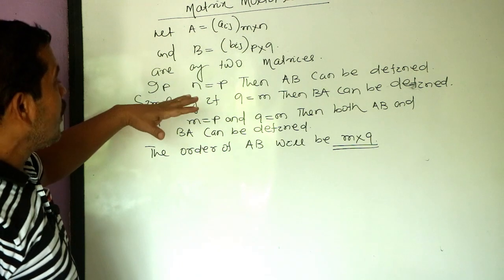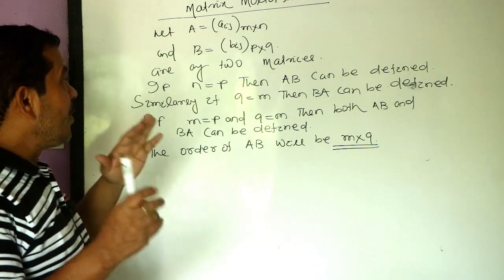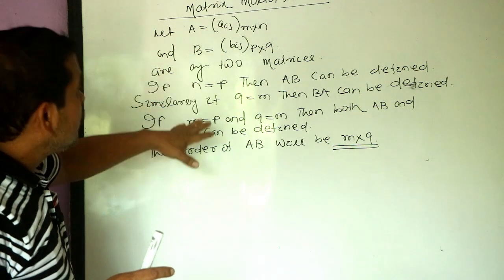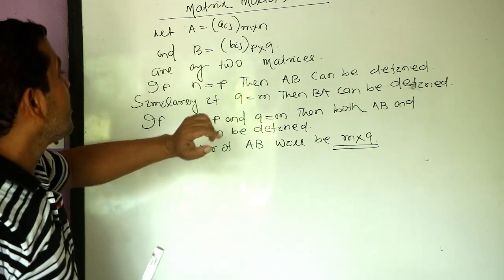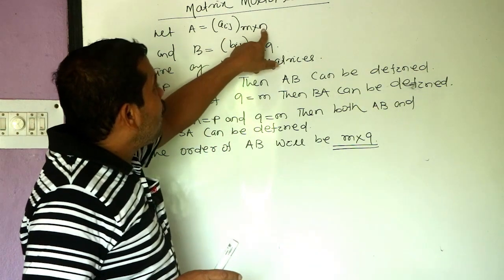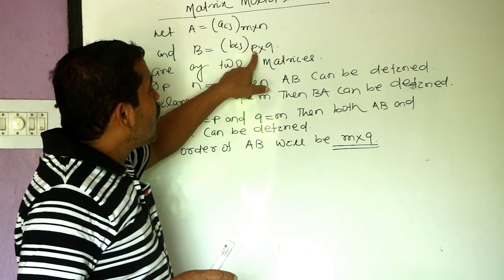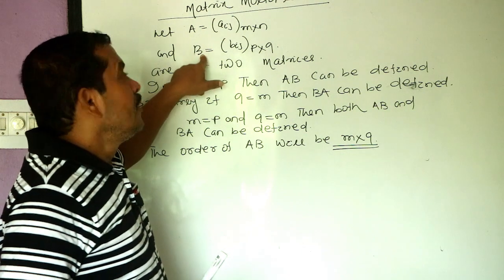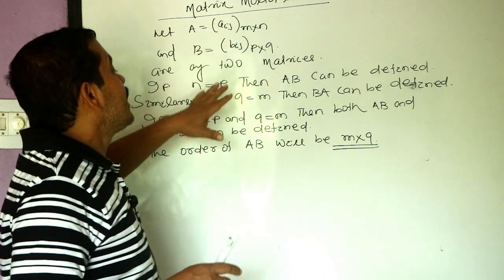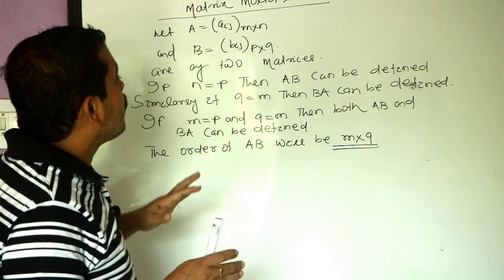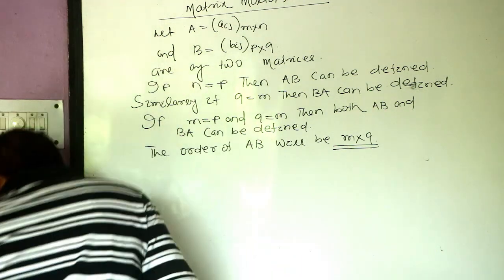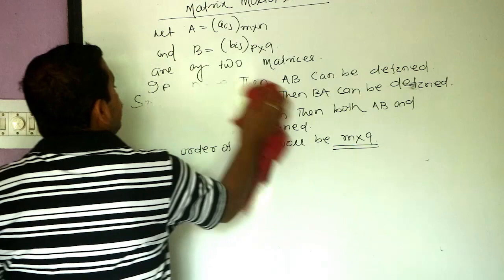Whenever we multiply two matrices, we have to check whether this condition is satisfied or not. The number of columns of the first must equal the number of rows of the second. Then A can be multiplied with B. Before the multiplication, we have to check this condition. Then we can multiply these two matrices. Then how do we multiply?